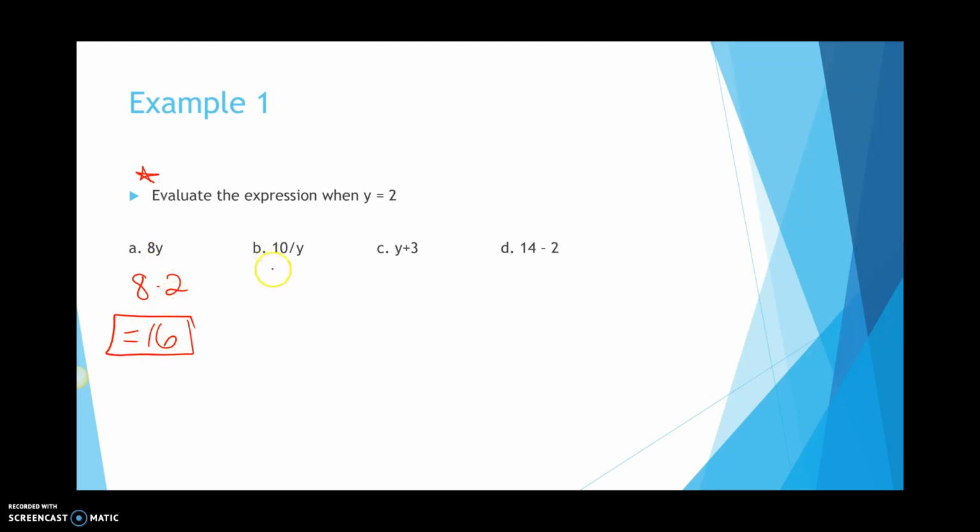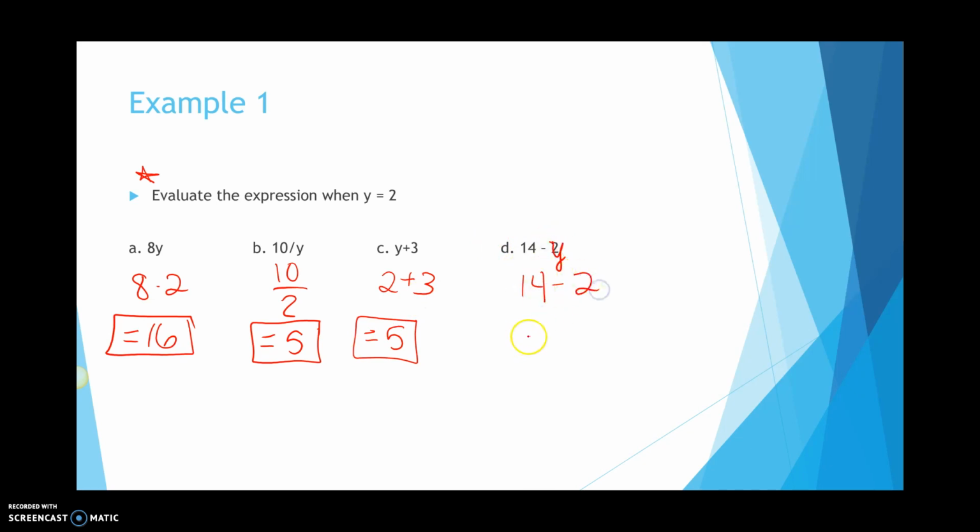For b, I should see 10 divided by 2, which is going to give me 5. C, that's going to be 2 plus 3. Again, that will give me an answer of 5. And then D, we have 14 minus 2. That should be 14 minus y. 14 minus 2 is going to give me 12.